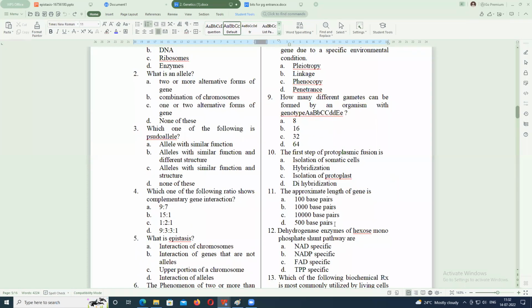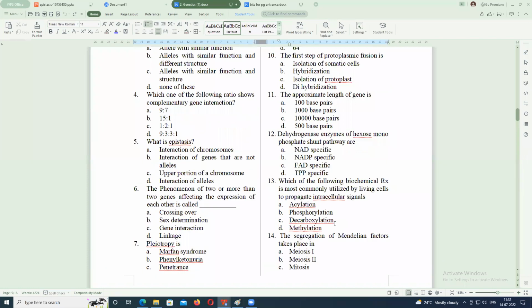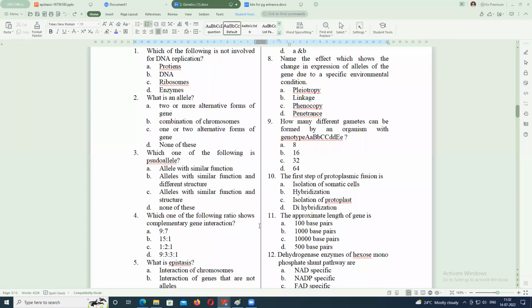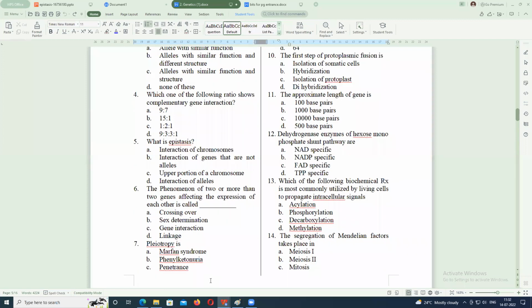Phenylketonuria, ma'am. PKU. Or A and B. We need to see the options: Marfan syndrome, phenylketonuria, penetrance, or A and B. A and B, ma'am. Oh, very nice. A and B is the option. These two are some syndromes, some deformities due to genetic disease.